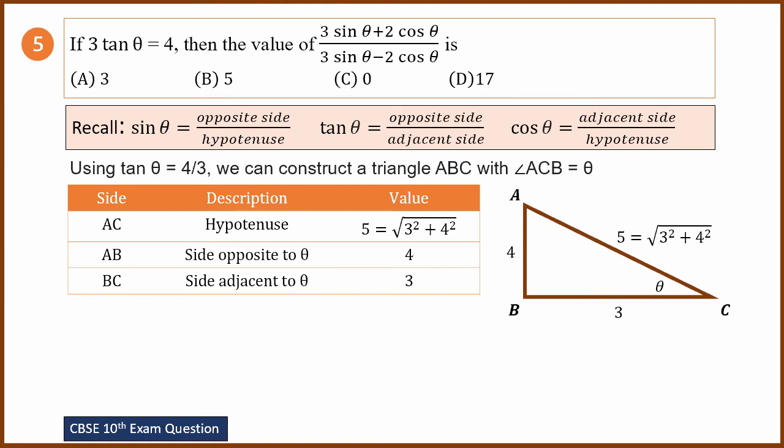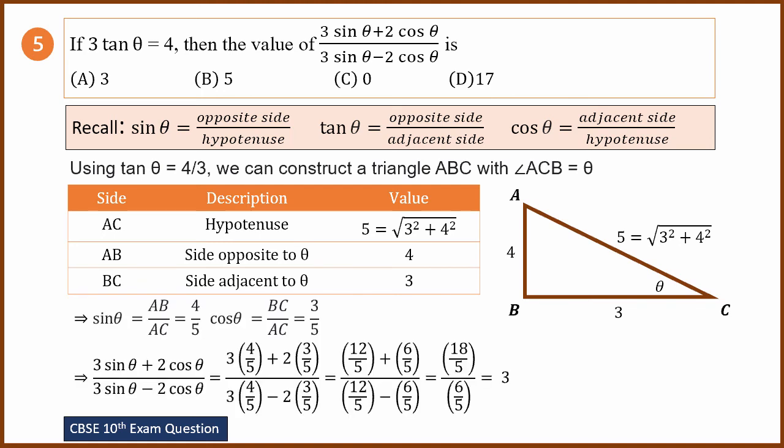Now what do we have to find? We have to evaluate the expression. So first let's find sine theta. Sine theta, opposite by hypotenuse, 4 divided by 5. Cos theta, adjacent by hypotenuse, 3 divided by 5. Then we have to evaluate this expression: 3 multiplied by 4 divided by 5, because sine theta is 4 divided by 5, plus 2 multiplied by 3 divided by 5.